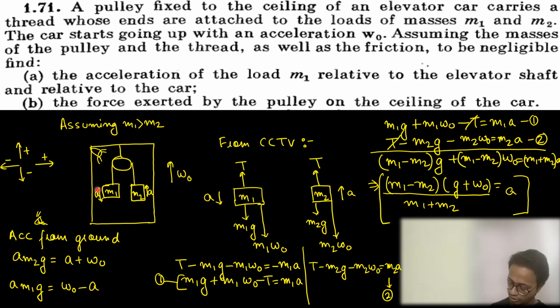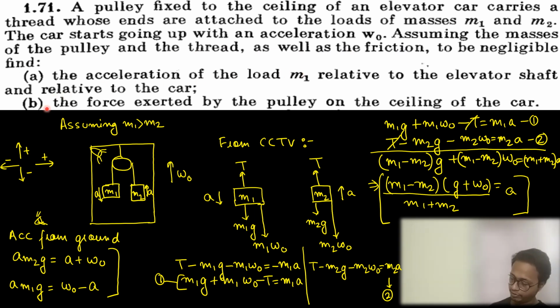So plus omega naught minus a. Out here both are positive, so plus a plus omega naught. Understood the question? Okay. Now put the value of a out here and solve the question. So the first part of the question is being solved.